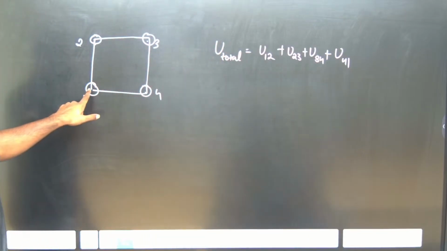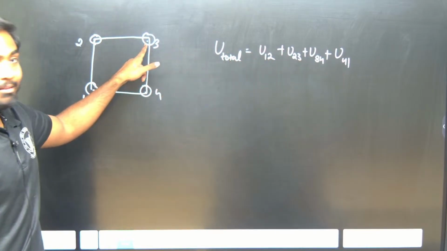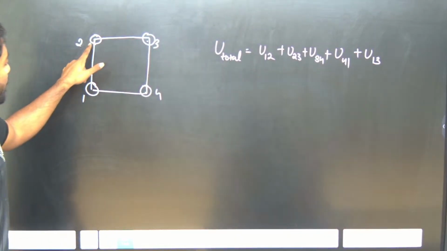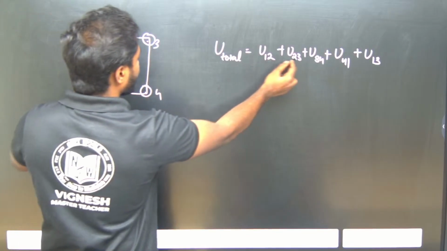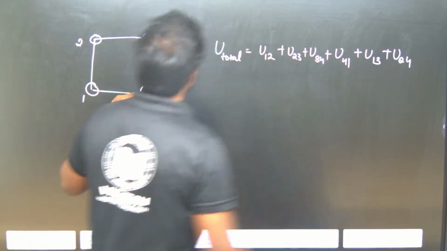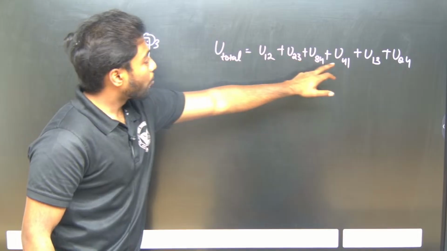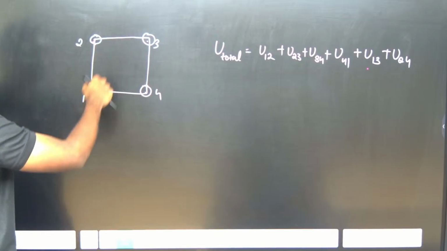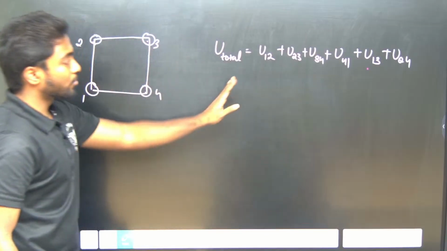Now 1 acting on 2 and 4 is completed, but 3 is left out, so I can add U13. When I talk about 2 acting on 1, 4 and 3, 1 is there, 3 is there, but 4 is not there with respect to 2, so plus U24. Now 3 acting on 2, 1 and 4: 2 is there, 1 is there and 4 is there. And 4 acting on the remaining 3, 1, 2: 3 is there, 1 is there, 2 is there.